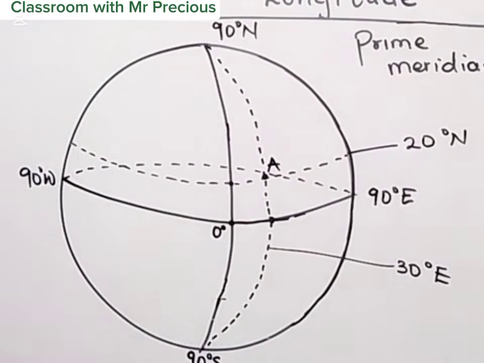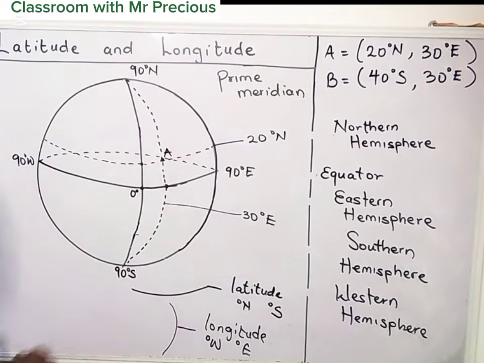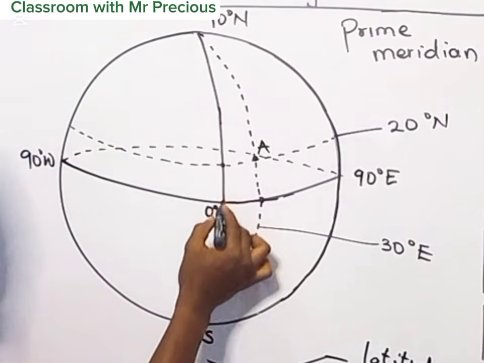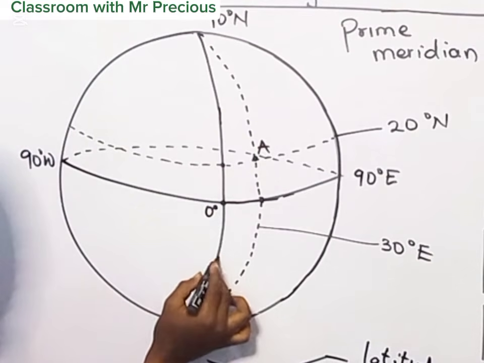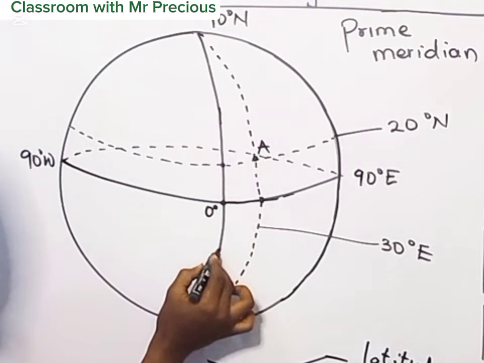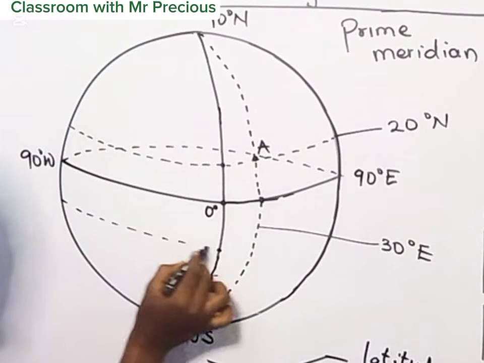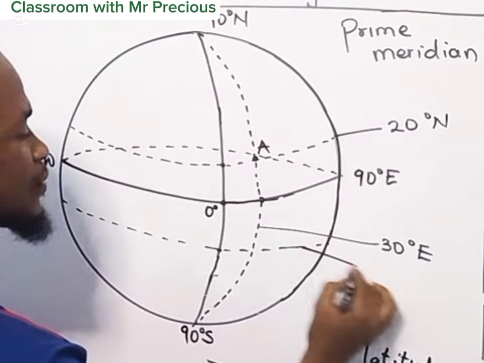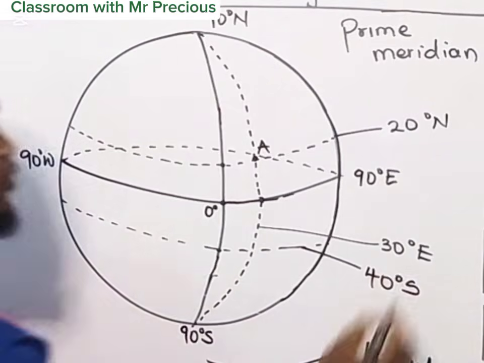Similarly, I want to locate B. B is 40 degrees south. South means I'm going down. 40 degrees is almost half of the entire distance. So if half is here, 40 should be somewhere here. Let me draw my 40. So this imaginary line is 40 degrees south.